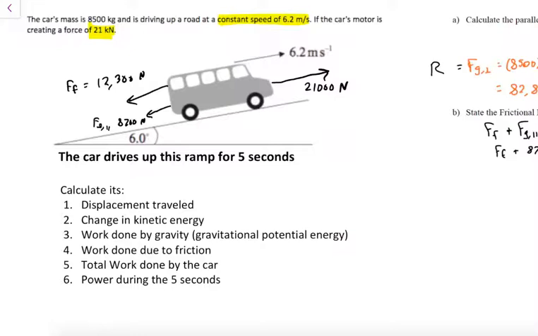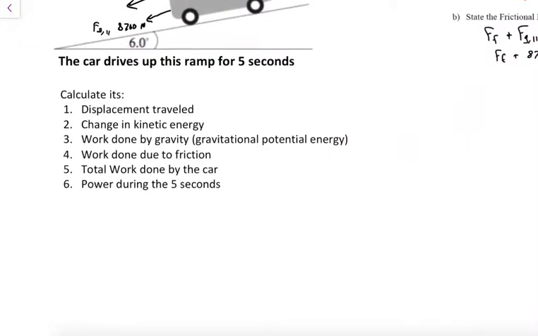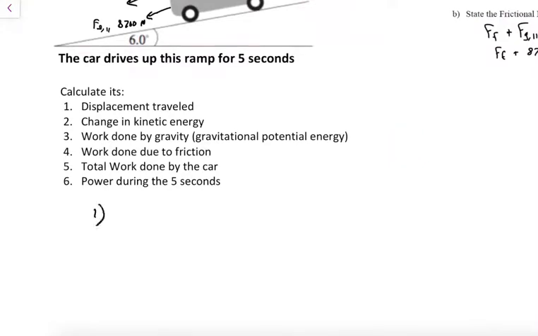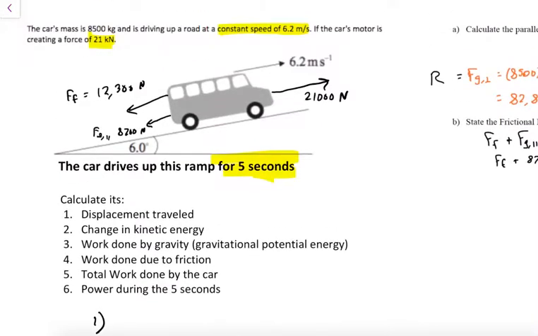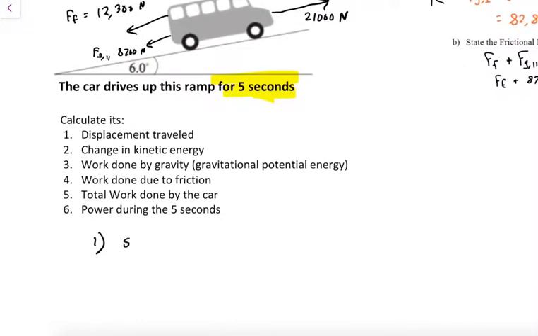So it drove for 5 seconds. Let's just knock these out one by one. I know the displacement traveled, well, it travels for 5 seconds. So I can take its velocity, 6.2 meters per second, and multiply it by the time because there's no acceleration. So 6.2 times 5 ends up being 31 meters.